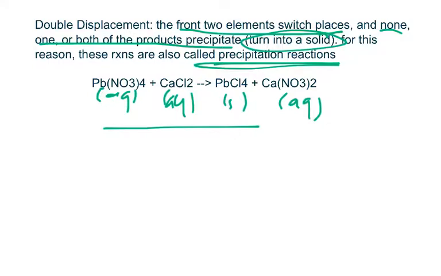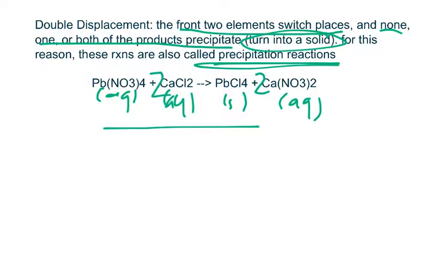So we have to separate all of these into their individual ions, and let's actually balance it first. So we see 4 nitrates here and 2 nitrates here, so I'm inclined to put 2 here. And if we put 2 there, then we have to put 2 here to balance out the calciums. And now on both sides, we have 1 lead, 4 nitrates, 2 calciums, and 4 chlorides. So I think this is balanced.